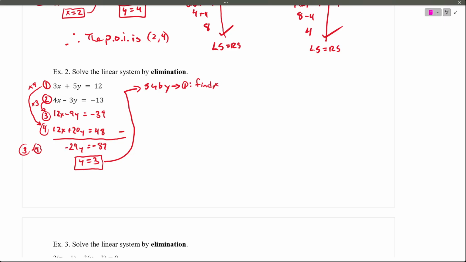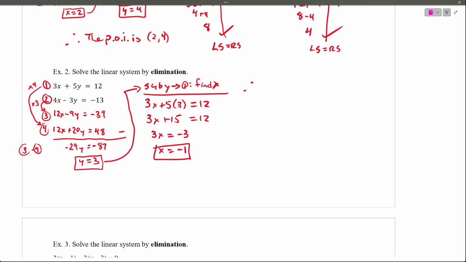That is an x, I swear it is. Okay. So wherever we see a y, we're going to put a 3. So we have 3x plus 5 times 3 equals 12. So we have 3x plus 15 is equal to 12. So 3x, and the 15 goes over to the other side. So we have 12 minus 15, which is going to give us negative 3. Oh, this looks nice. So we divide both sides by 3, and we know x is equal to negative 1.